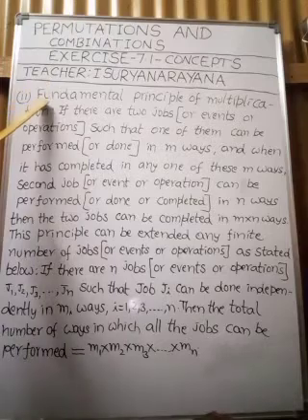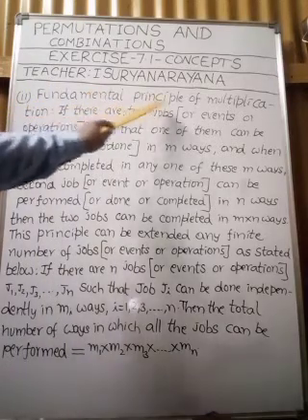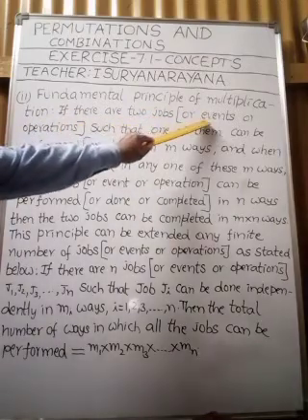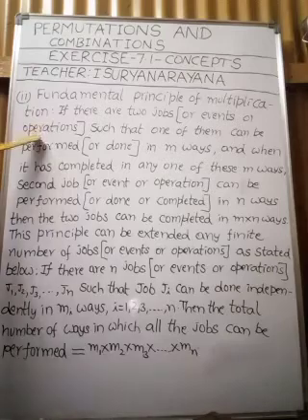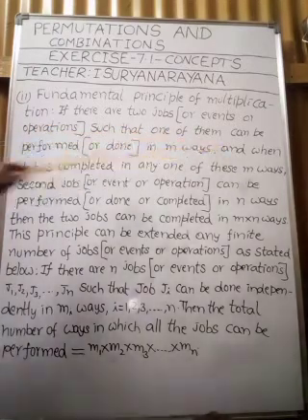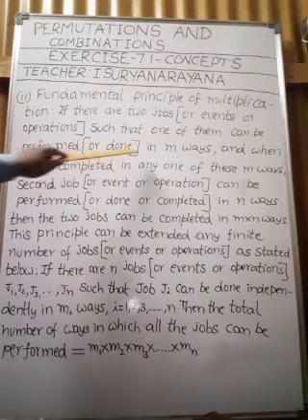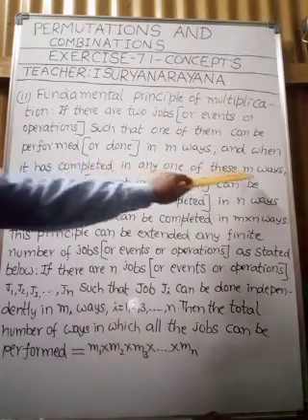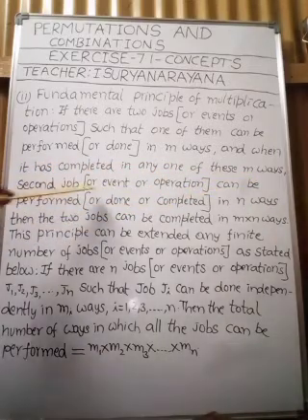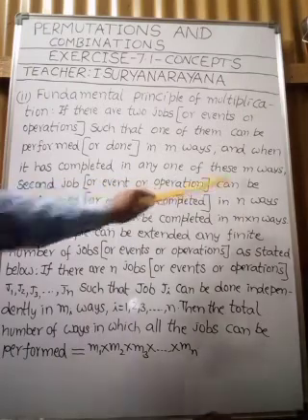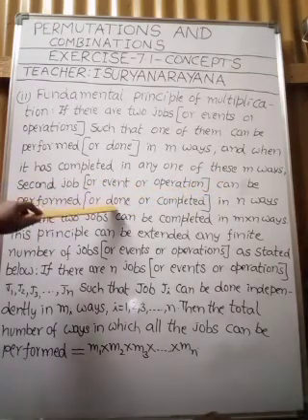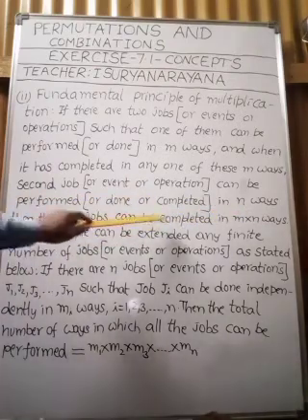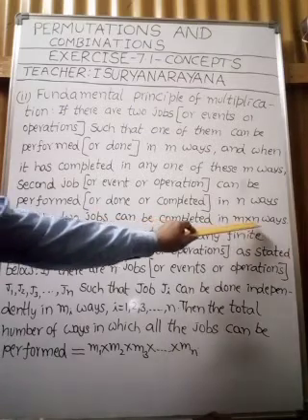Now come to the second fundamental principle, that is the fundamental principle of multiplication. If there are two jobs, or two events, or two operations, such that one of them can be performed in m ways, and when it has been completed in any one of these m ways, the second job, or second event, or second operation can be performed in n ways, then the two jobs can be completed in m into n ways.